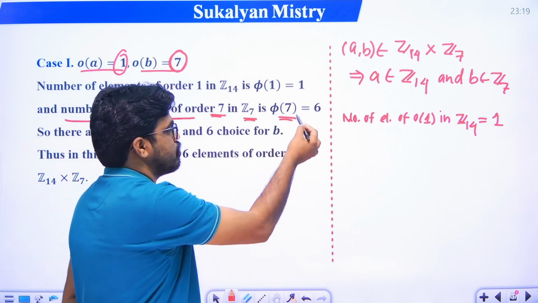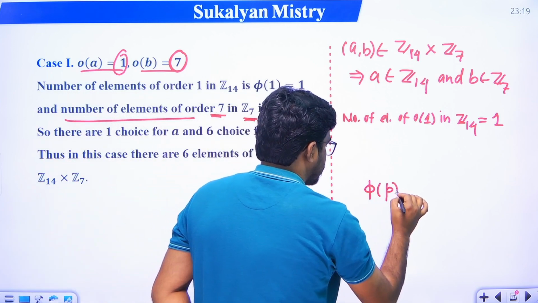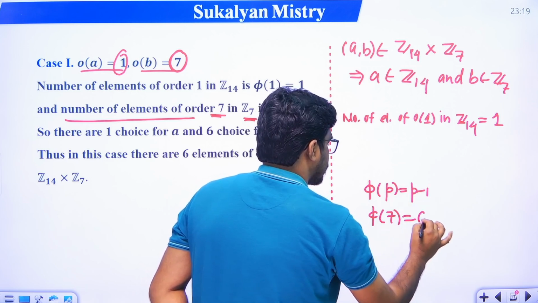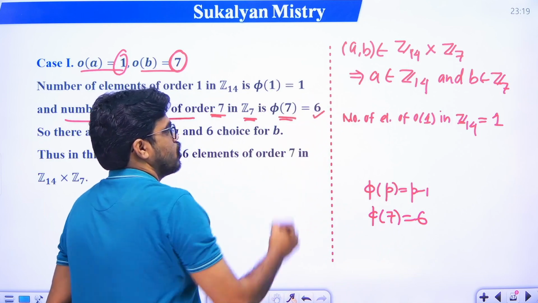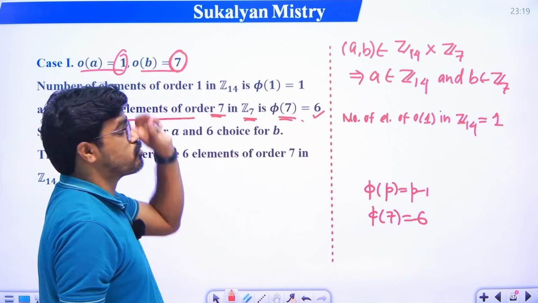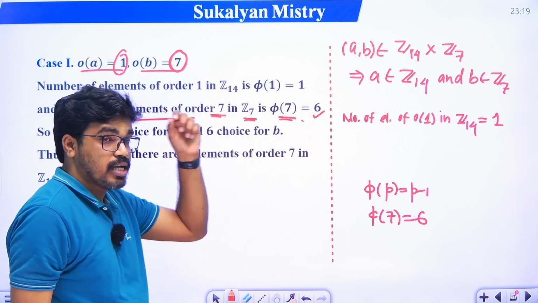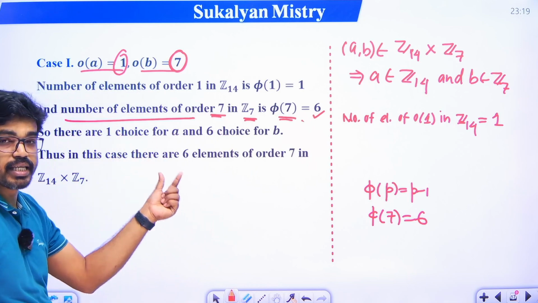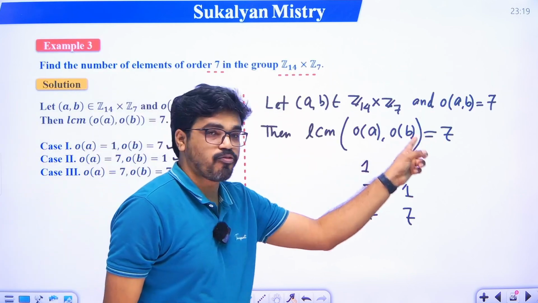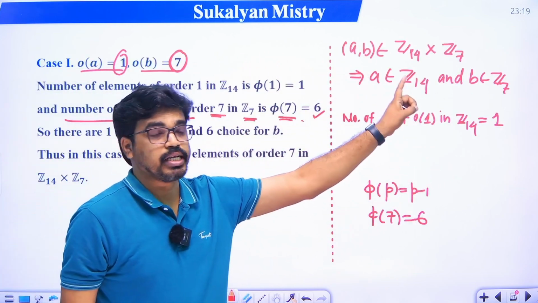Phi 7, 7 is a prime number. Phi P is P minus 1. So phi 7 is 6. So there is 1 choice for A and 6 choices for B. So that means total 1 into 6, that is 6 elements. So there are 6 elements of order 7 in the group Z14 cross Z7.